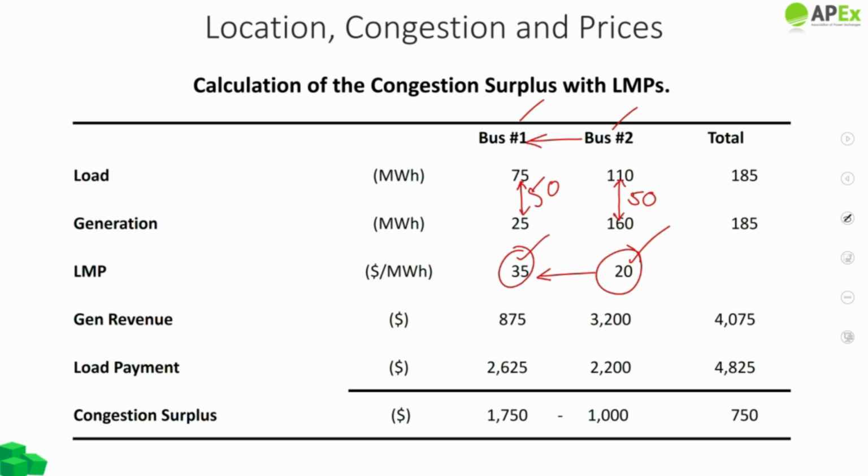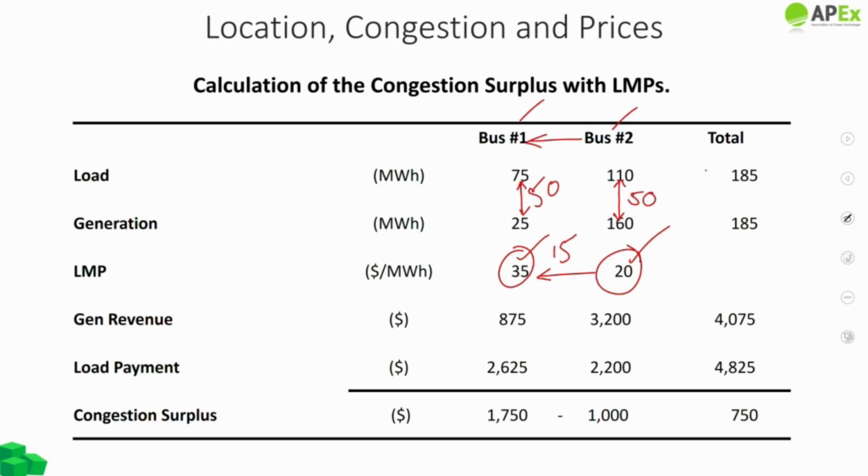Due to the congestion, the price paid by the load at bus 1 is $15 per megawatt hour more than the price received by the generators at bus 2. With a flow of 50 megawatt across the transmission line, this price differential results in a congestion surplus of $750. 50 megawatt multiplied by $15 per megawatt hour is $750.